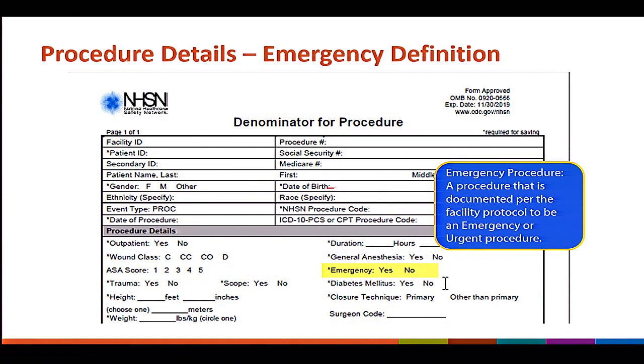An emergency procedure is defined as a procedure that is documented per your facility's protocol to be an emergency or urgent procedure. And this information can usually be found on the anesthesiology form or in the OR record.